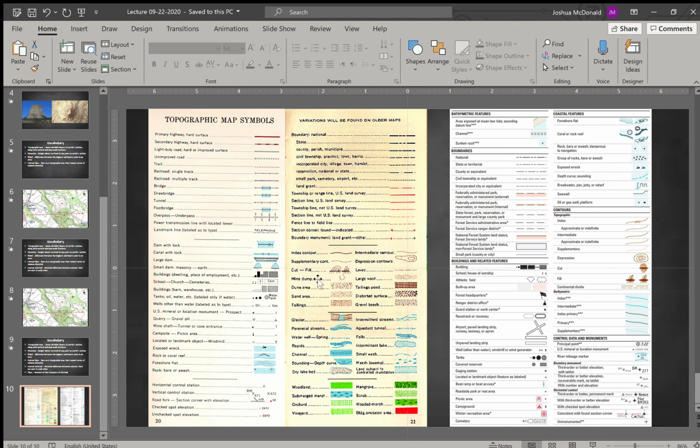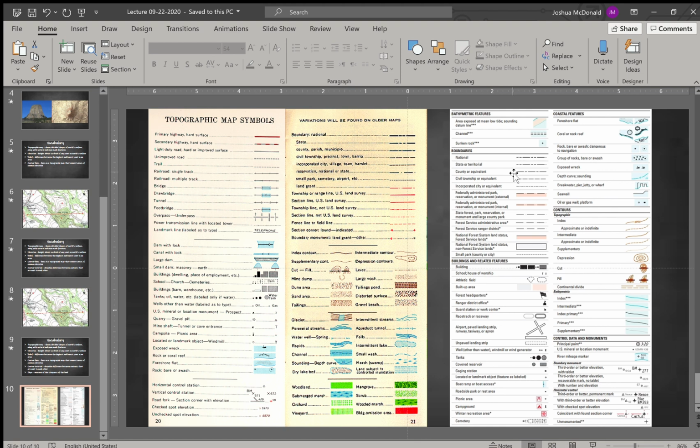You have different contour lines: index contour here, intermediate contour. This is what's called a supplementary contour, and these are depression contours, so they go down. Some of these are going to be the same, even in the newer ones. And this one shows the different colors that you would see on the map and what they represent. It gets pretty specific on this one. They're not always going to be like that, but this older one gives you a lot of detail, and this one gives a little bit more of the newer things, like different buildings, which are sometimes listed on them.